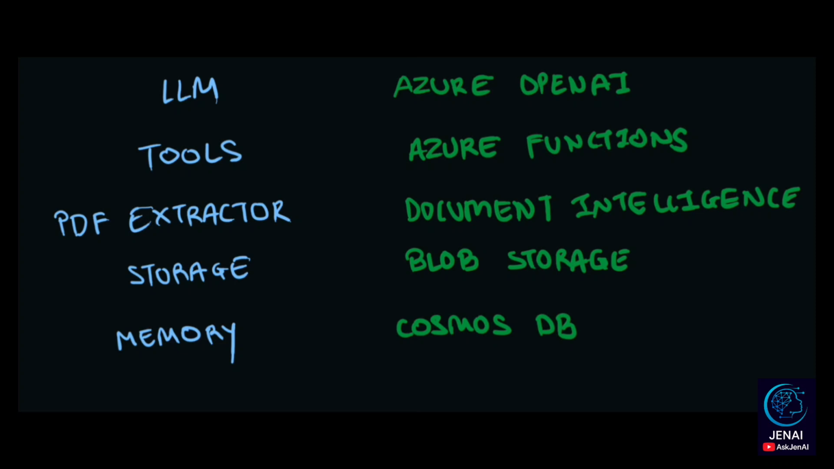In real enterprise systems, this architecture is typically implemented using cloud services. For example, the reasoning engine can be powered by Azure OpenAI. Tool execution can be implemented using Azure Functions. Document extraction can be handled by Azure Document Intelligence. Blob storage can store raw files, and Cosmos DB can be used to maintain structured data and memory. Together, these services form the backbone of scalable AI workflows.